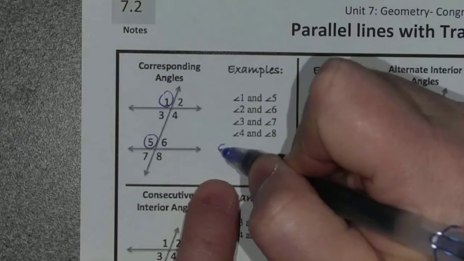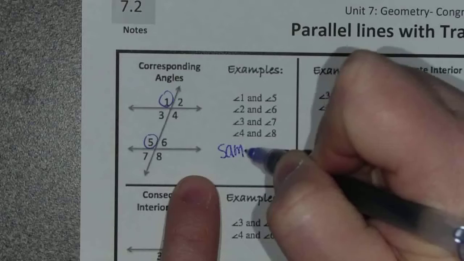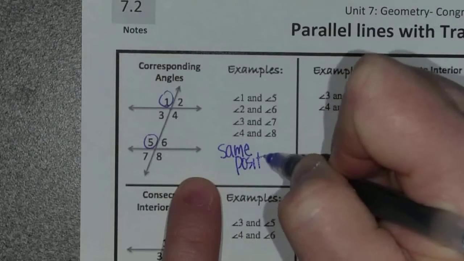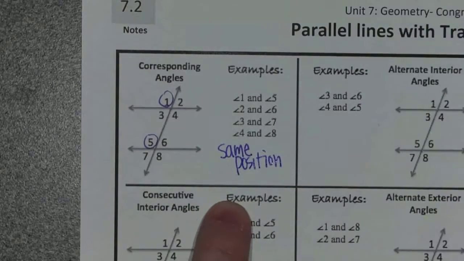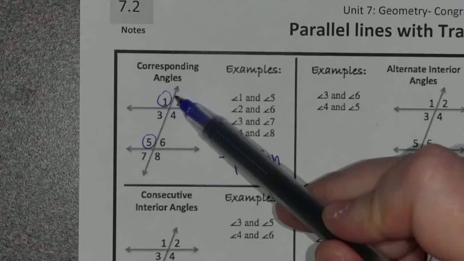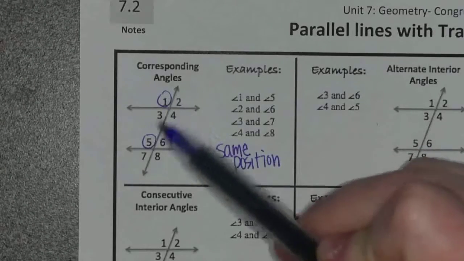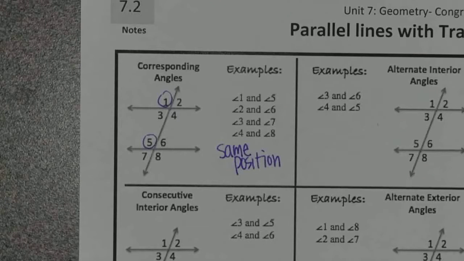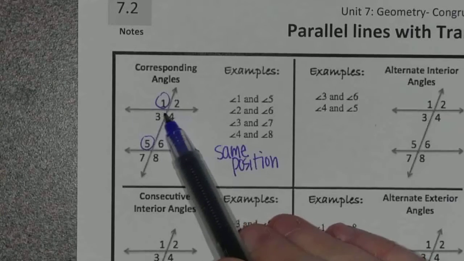The way that I like to teach you to learn corresponding angles is to know that they're in the same position. And I even like to say, most of the time, the same position on the crosses. So here's your cross, upper left-hand corner. Here's your cross, upper left-hand corner. What do you think the relationship with those angles is? Do you think they're equal? Do you think they add to 180? Do you think they add to 90? Just by looking at them, what do you think they are?